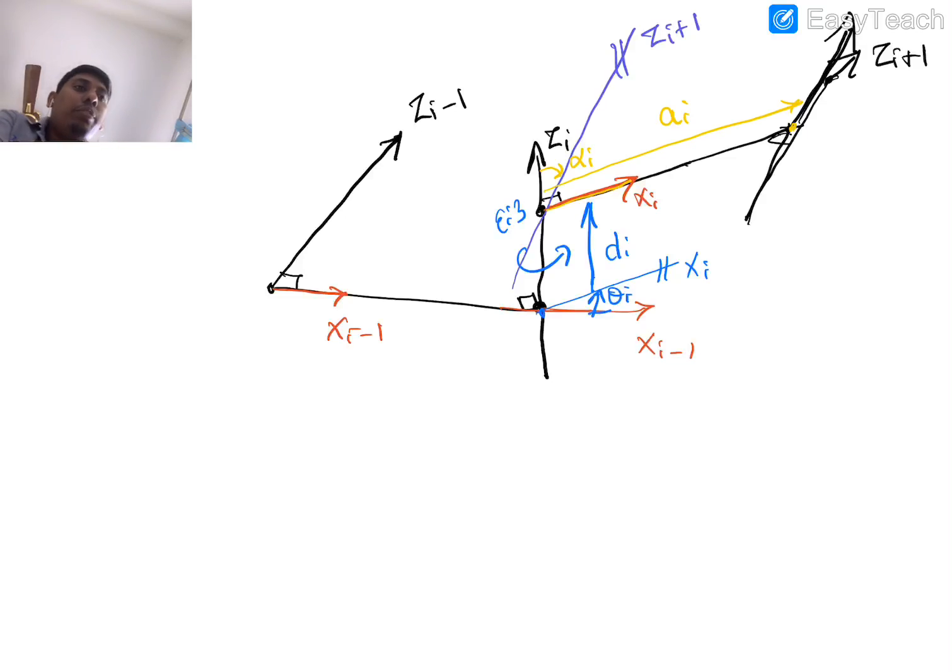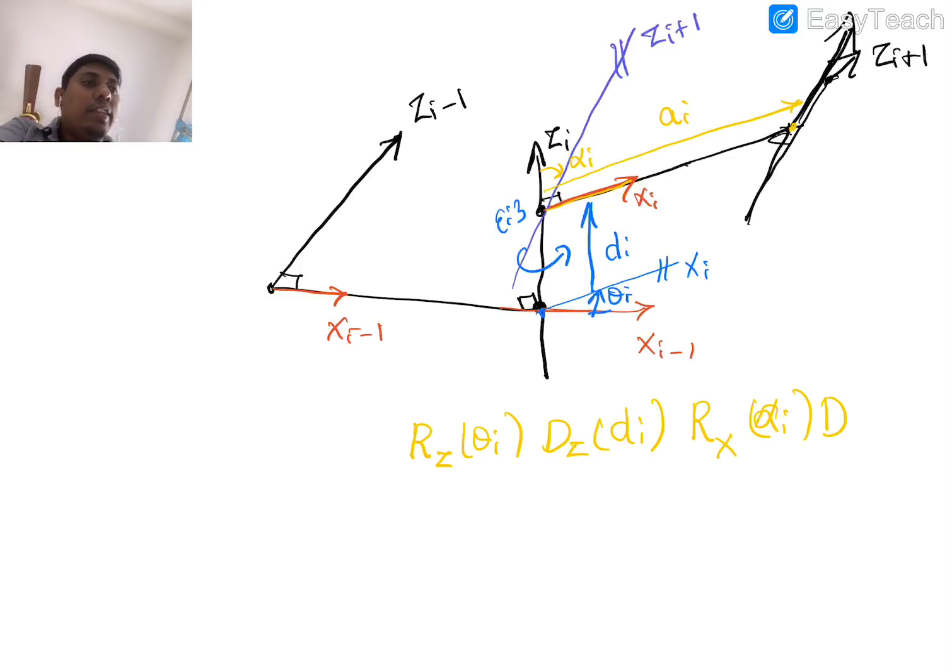Now you can see what operations we did. First we did Rz theta i, then Dz d i, then the rotation about x i by alpha i, and then the translation along x i by a i. Okay, so this is what we can see.